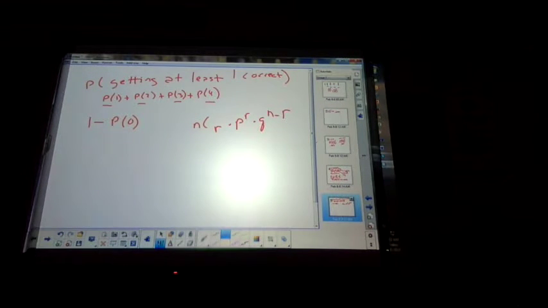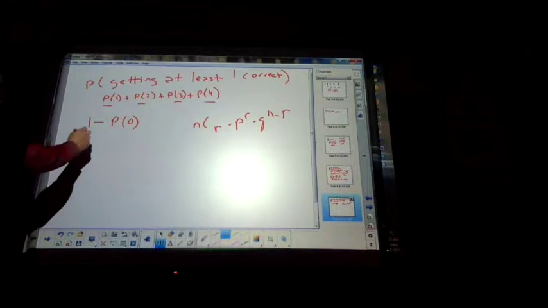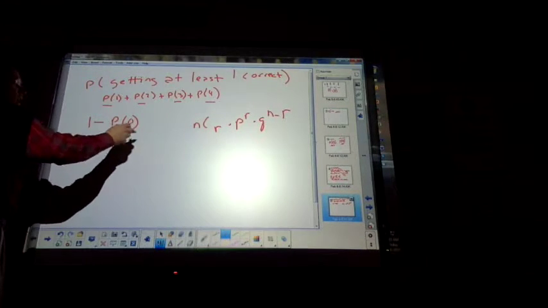So now we're trying to trick it. I'm going to do the complement of getting at least one correct. I'm going to figure out the probability of getting none of them correct, and do the complement of it. And that'll give me the probability of me getting at least one right, which could be 1, 2, 3, or 4 of them correct. Okay? So, let's use this right here and plug it in.